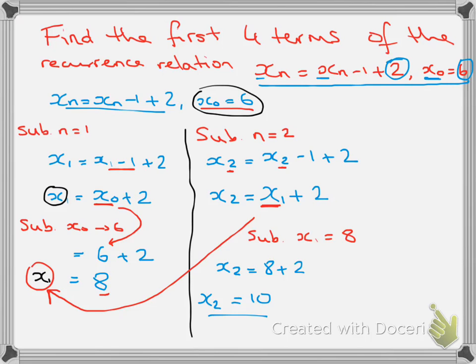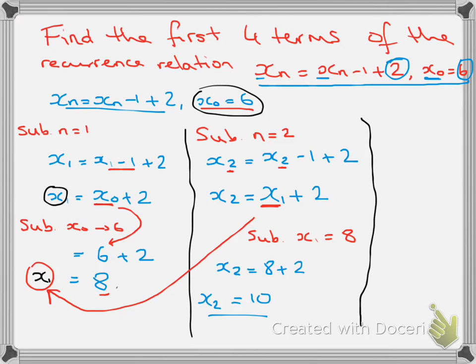So what that means now is that the third number in my sequence, remember the first number in my sequence was the 6 because x0 equals 6 at the top here. The second number in my sequence was the 8, that's what we worked out. Now the third number in my sequence is equal to 10. Can we see a pattern forming? I hope so. Let's keep going and find our fourth term using the same method.